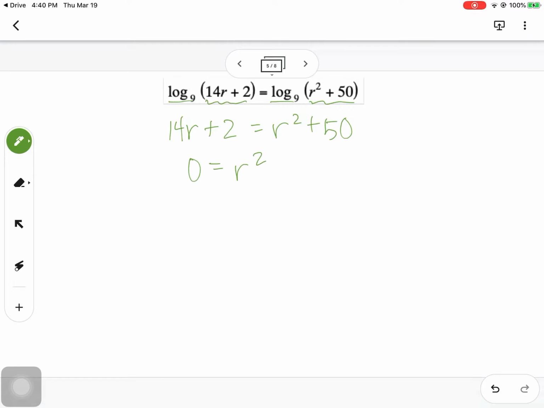Anytime it is a quadratic and you have a squared term, set it equal to 0, and I keep that r squared positive, so I'm going to move everything over here. And then we have to try to multiply to 48 while adding to negative 14. Getting close.